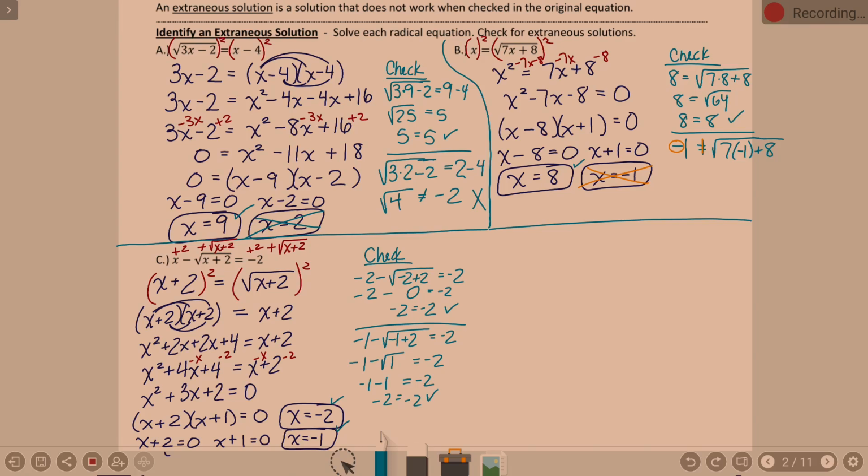Don't fall into that, oh, there's always going to be one that works, one that doesn't work. Don't fall into that. You can have both work. You can have neither work. Or you can have one and one. Okay?